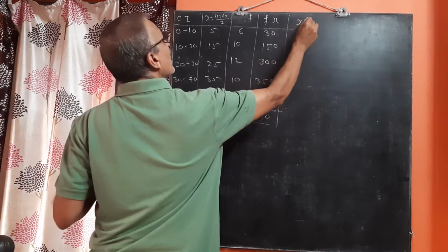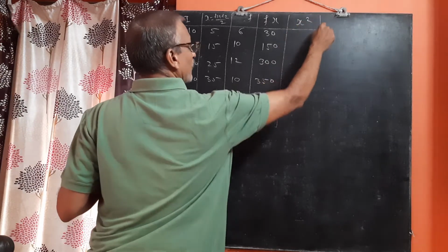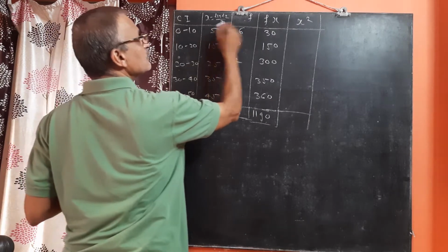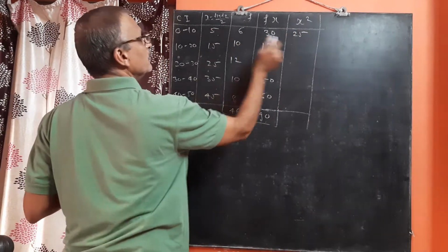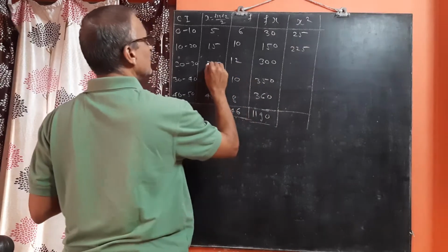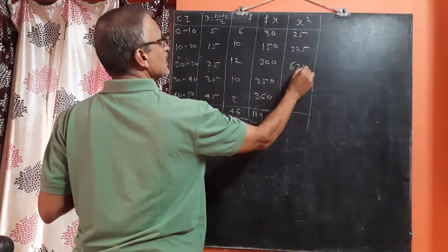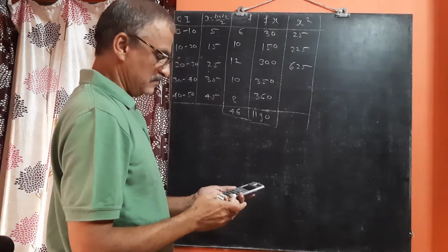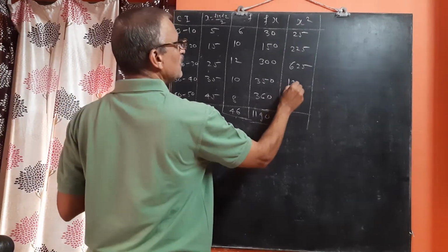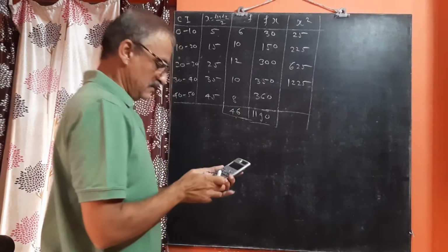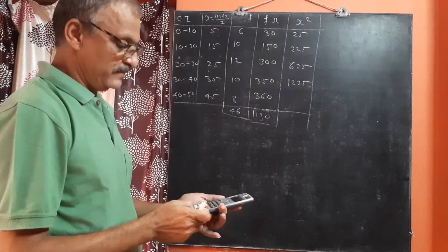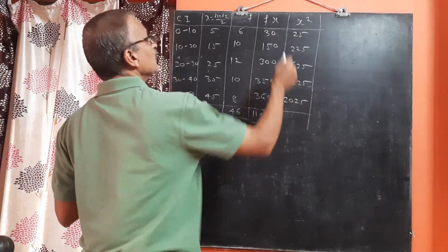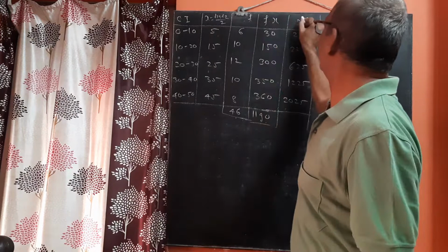Now x square. X square, that means this value square. That is 5 square is 25. 15 square, 225. 25 square, 625. Then 35 square, 1225. And 45 square, 2025. Then next column is f into x square.